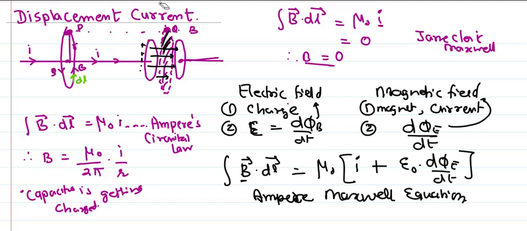Thus, this takes into account both possibilities: magnetic field due to electric current and magnetic field due to changing electric flux. Now the question is, what would be the unit of this particular term? Obviously in physics we can add only physical quantities having the same unit. So obviously this also has to have the unit of electric current. And if you take the units of epsilon naught d phi by dt, it will turn out to be ampere. And therefore Maxwell called this particular current the displacement current.